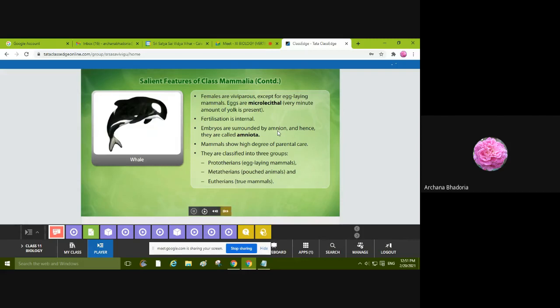So the embryo is bathing in the amniotic fluid present in the amniotic cavity, surrounded by the amnion. Hence they are called amniota. And you know, a high degree of parental care is seen in mammals.